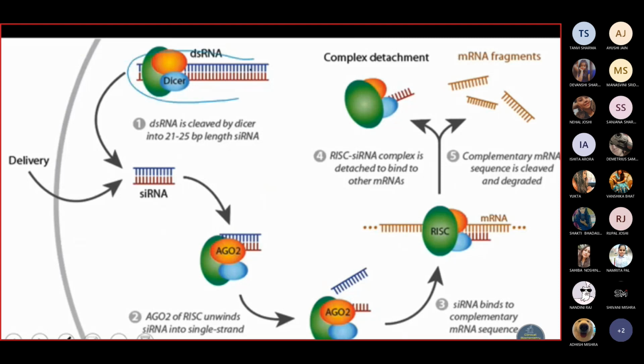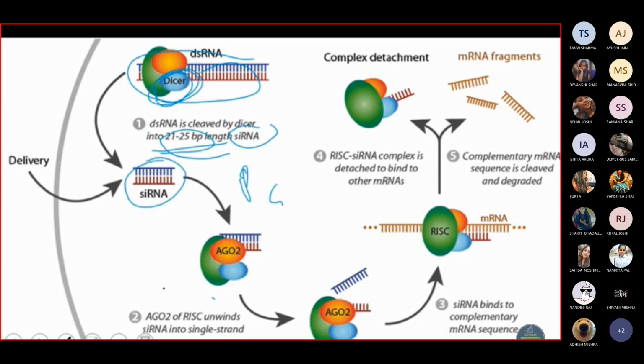This is same thing, same pictures. This is double-stranded RNA, which is recognized by dicer enzymes. So double-stranded RNA is cleaved by dicer into 20 to 21, roughly 21 base pair long siRNA molecules. This is siRNA. One strand will be passenger, other one will be guide strand.